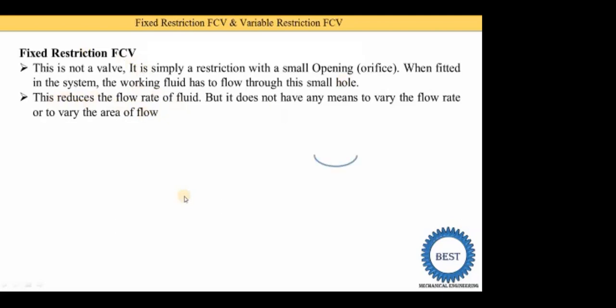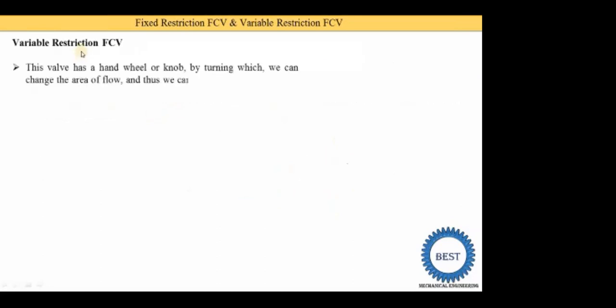Now here you see this is the symbol of the fixed restriction FCV. Here it is the orifice, and we are not able to change this area or diameter. So this is the symbol of fixed restriction FCV. Second one is the variable restriction FCV. From that name we can easily understand that we are able to change the flow rates. That is called the variable restriction.